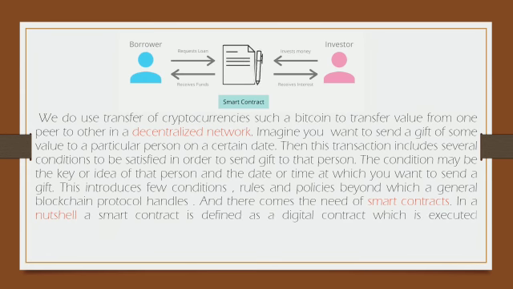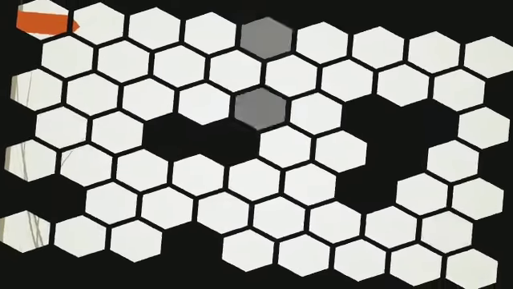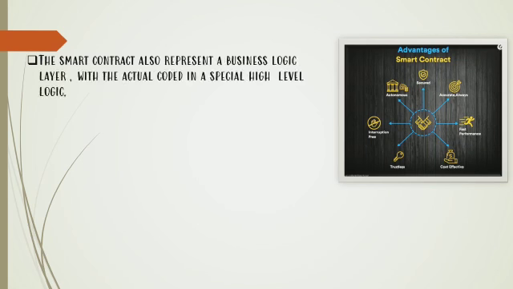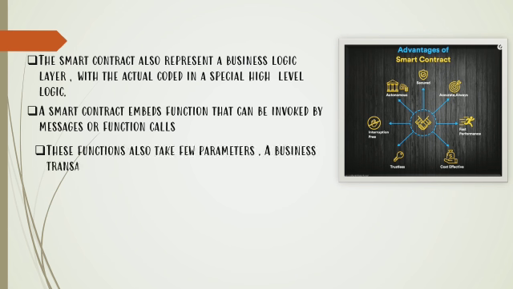In a nutshell, a smart contract is a digital contract which is executed automatically when certain conditions are met while proceeding with an operation on a blockchain network. It also adds programmability and intelligence to the blockchain network. The smart contract also represents a business logic layer, with the actual logic encoded in a special high-level language. A smart contract embeds functions that can be invoked by messages or function calls. These functions also take a few parameters.